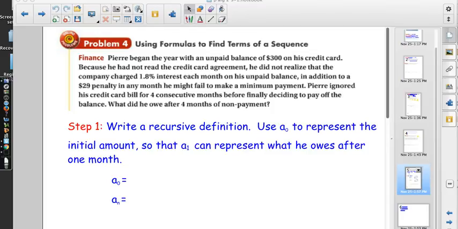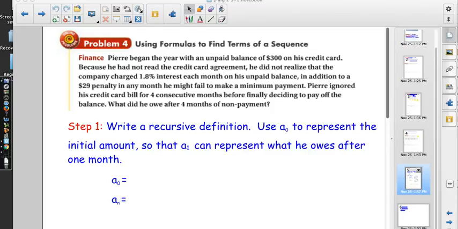It's the word problem that we get in this section, of a situation where you want to keep track of what's happening with your money. Well, that's one of the things everybody does. So in finance, Pierre began the year with an unpaid balance of $300 on his credit card. Because he had not read the credit card agreement, he did not realize that the company charged 1.8% interest each month on his unpaid balance.